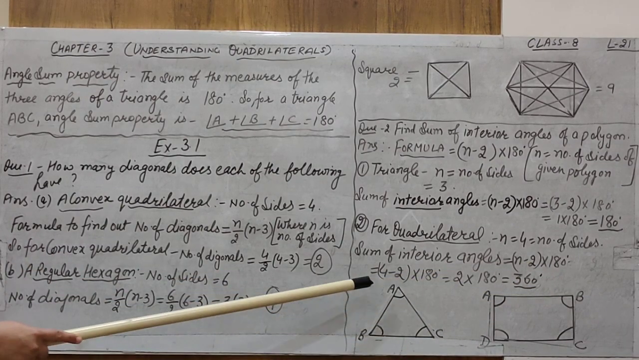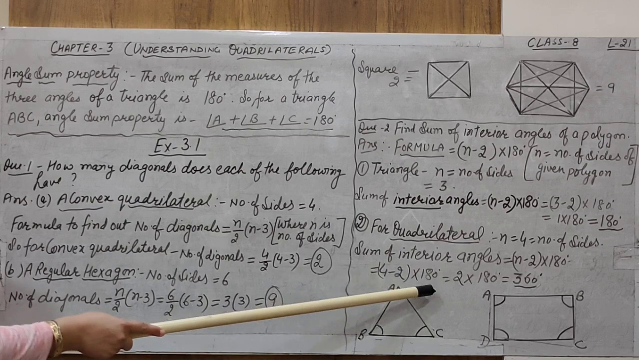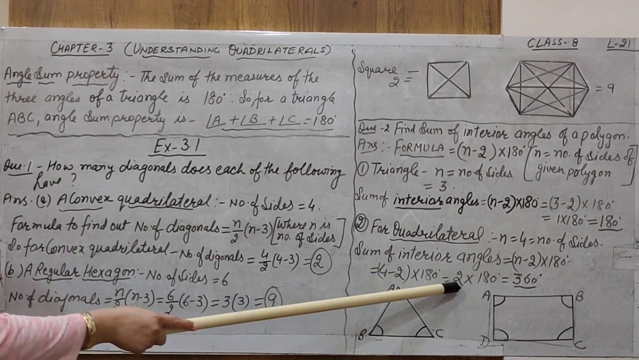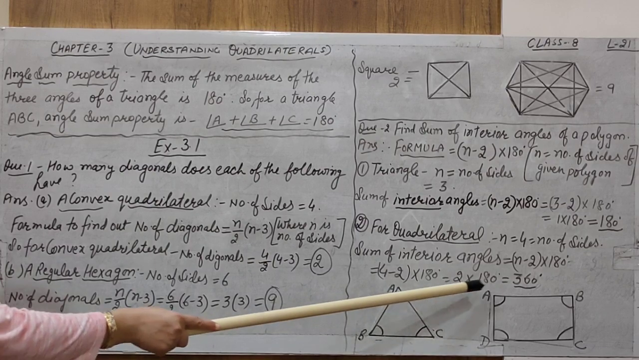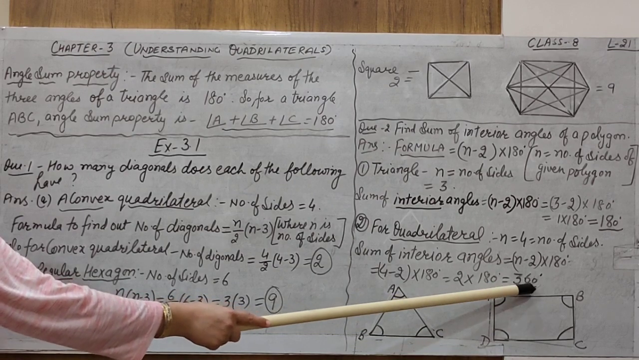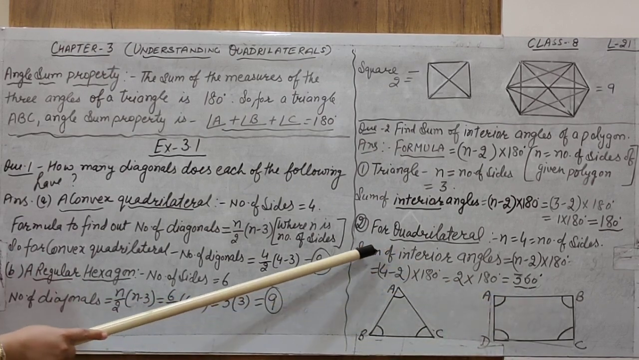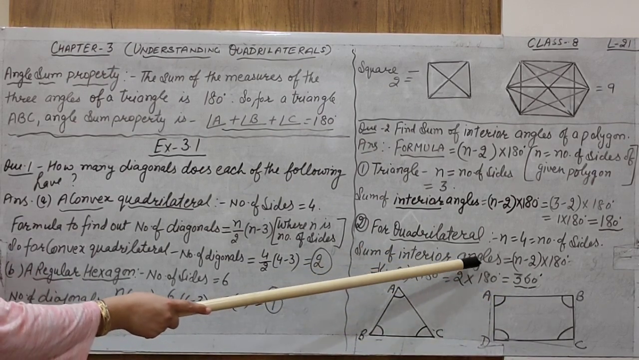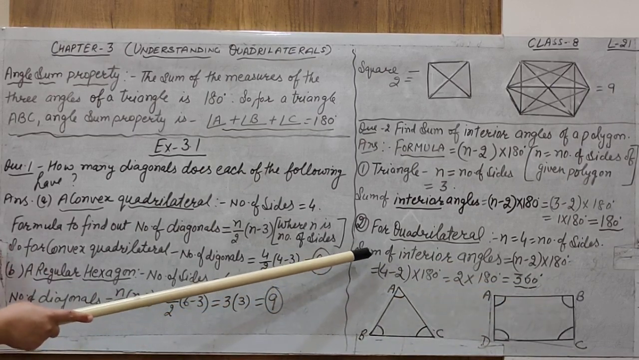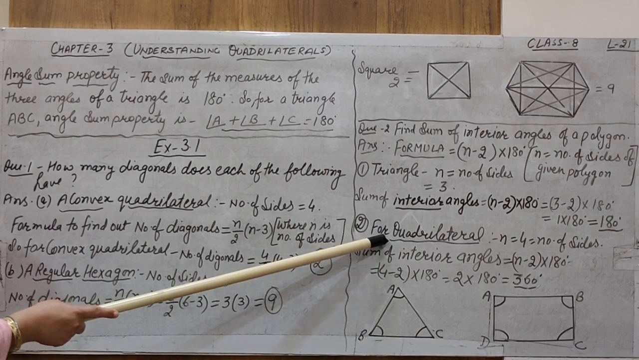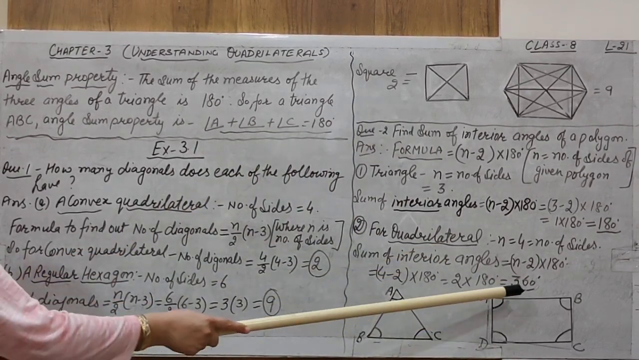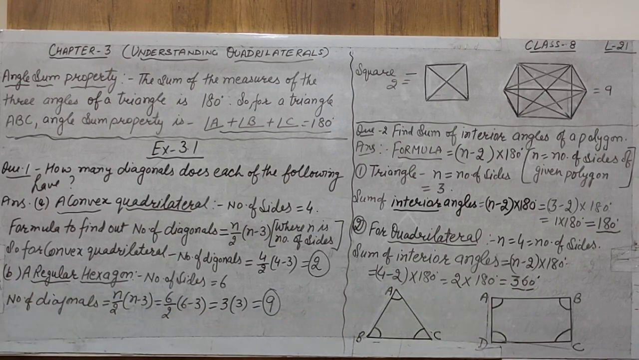n is equal to 4. So 4 minus 2 multiplied with 180 degree. 4 minus 2 is equal to 2. When 2 is multiplied with 180 degree, we get 360 degree, because this is the sum of angles. So the answer must be in degrees. So the sum of all the angles of a quadrilateral, either square or rectangle or rhombus, any quadrilateral, the answer is 360 degree.